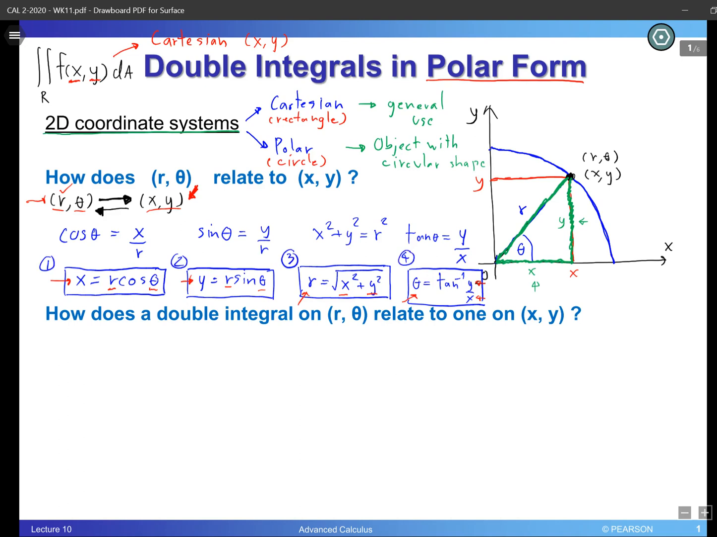Okay. Now, we can go back and forth between r theta and x and y. What about the double integrals in Cartesian form and the polar form? Can we switch them around? So let's take a look here. I am going to start with the double integrals in Cartesian form. So it's going to be down here. Double integral.